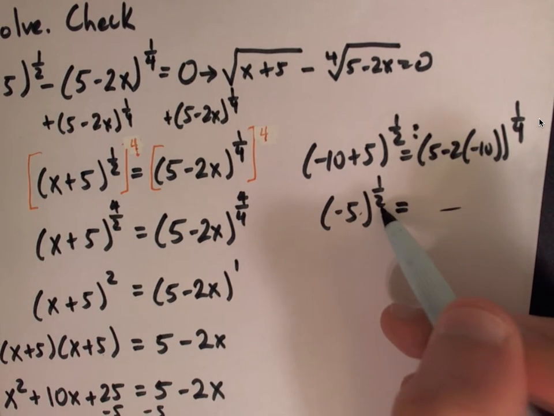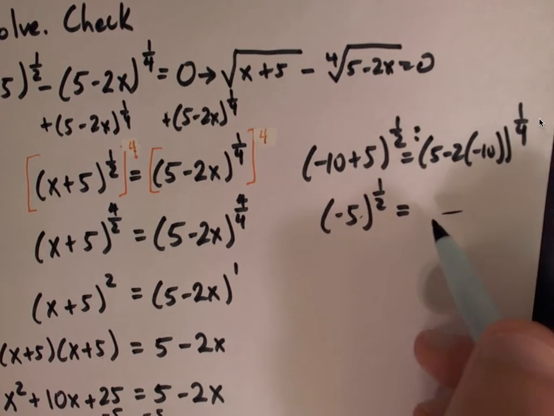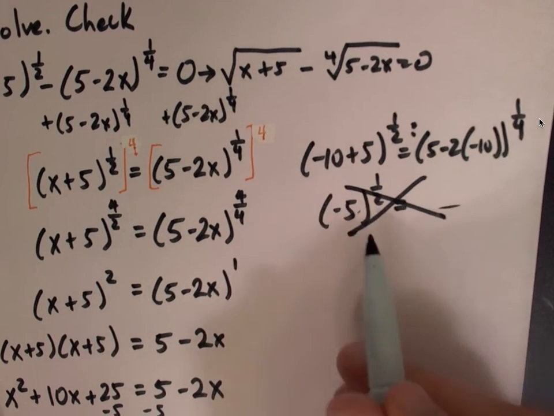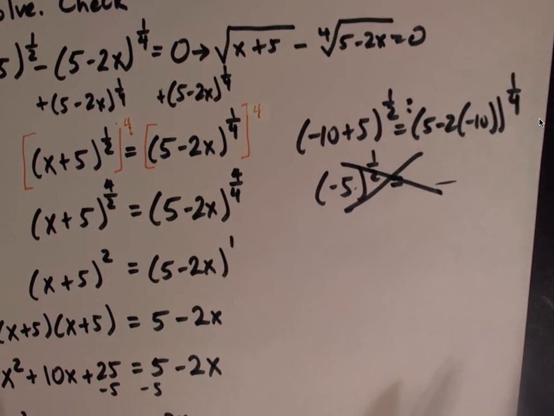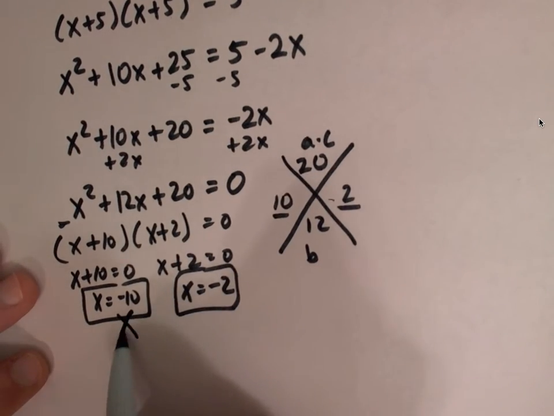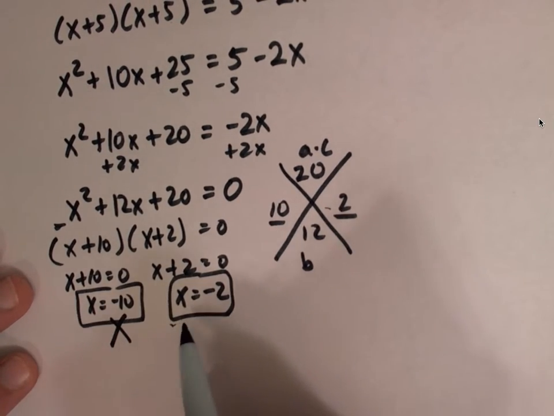This means a square root. You cannot take the square root of a negative number. That's not going to be real. That's going to be an imaginary number, and we're not dealing with that. So right away we know, because we've got a square root of a negative here, negative 10 is not part of our solution set. So negative 10 is extraneous. All right, let's go ahead and try negative 2.